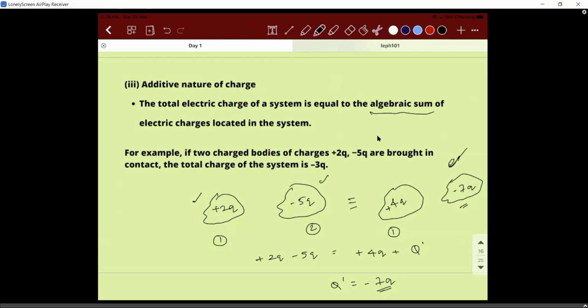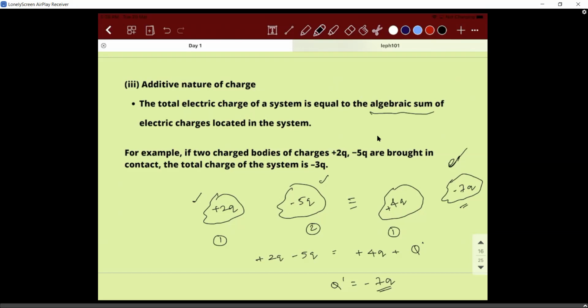So both mean the same, but they are defined as two different properties. Clear, guys? So how did we go? First thing is we understood electrostatics, then we saw what is charge, then we saw how to create charge, then we saw what are the basic properties of charge. So with this, the charge things are over.